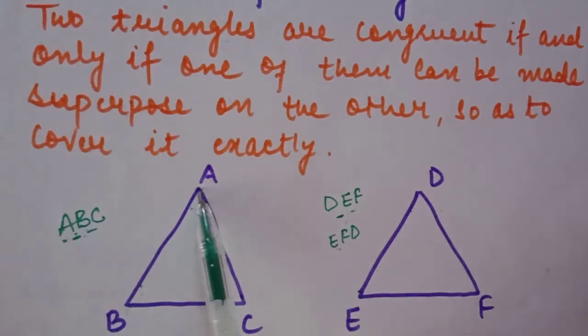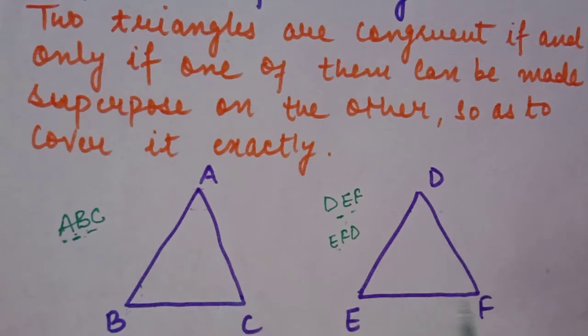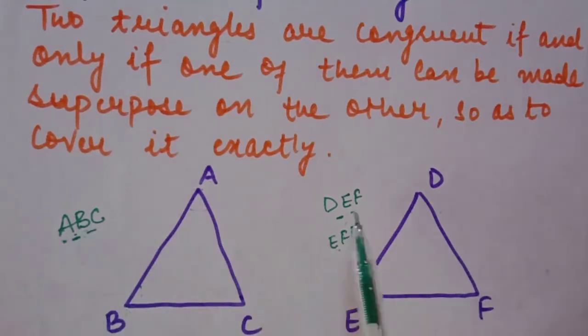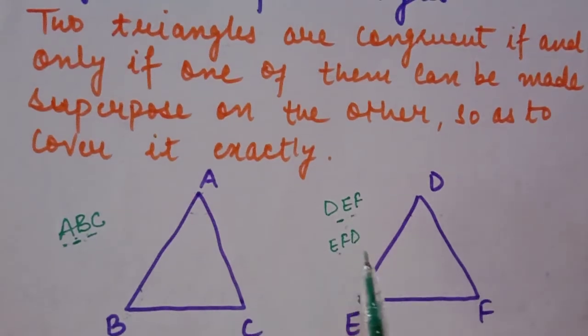If we are taking corresponding parts A and D, as well as B and E, and C and F, then the names of the triangles are ABC and DEF. We can change their names, so after this the congruency part is also changed. Corresponding parts are also changed.